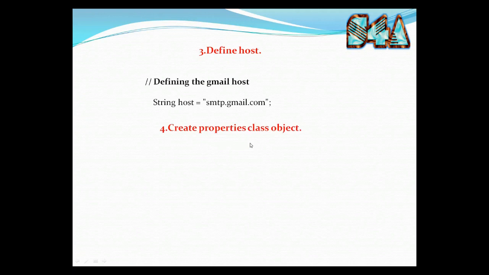After that, create a properties class object. This is the main thing, because if you do not create the properties class object, then you can never put values in the properties object. So it is mandatory to create the properties class object. So creating the properties object: Properties props. This is the object, new Properties.